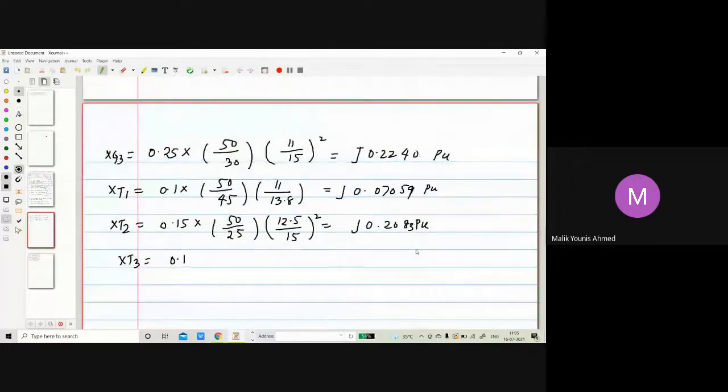Whatever the values, you have to choose accordingly. So 50 by 40, S base new divided by S base old. And again the value is same. If I am choosing 12.5, this will be 15. So that value comes out to be j0.0868 per unit. Okay. Now we are left with the j50 and j25 transmission lines.